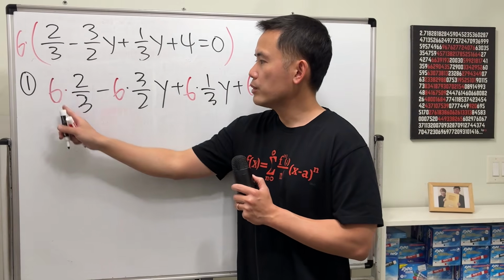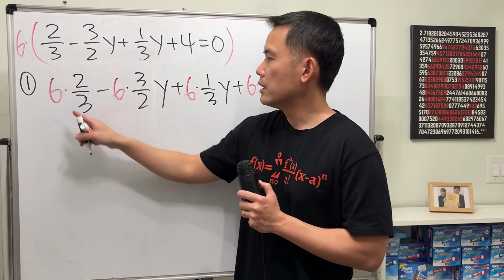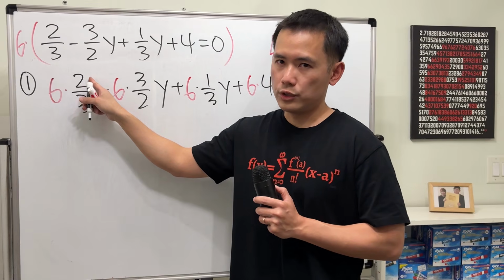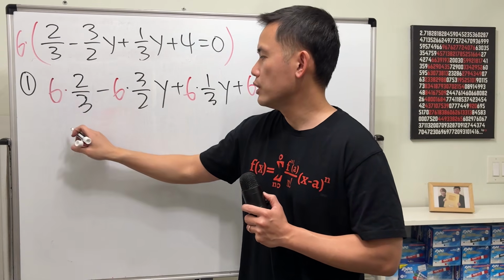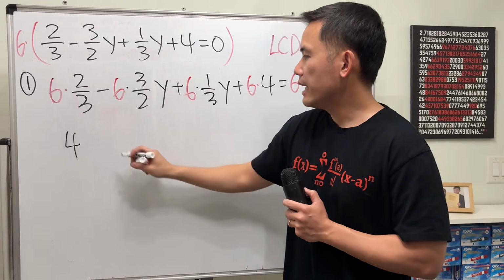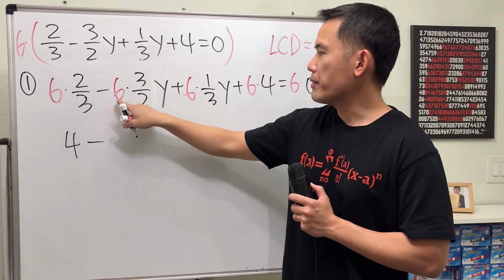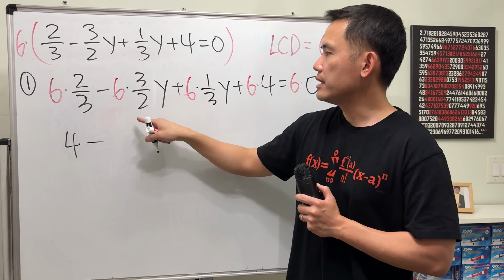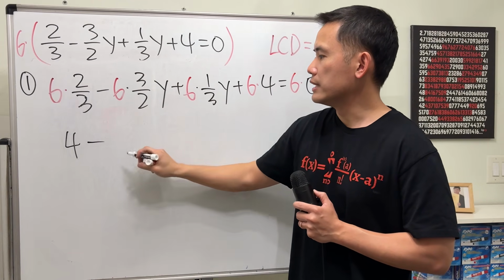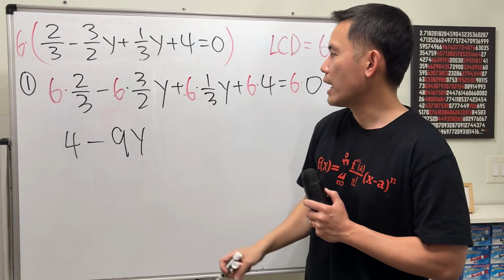And now we are going to multiply 6 and 2 thirds. Just multiply 6 and 2, which is 12, and then divide it by 3, you get 4. And then minus, do the same thing. 6 times 3 is 18, divided by 2 is 9. And then we have the y.